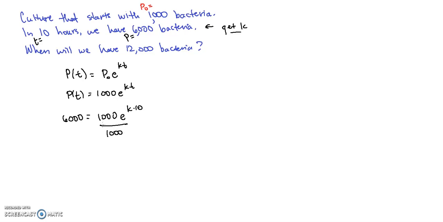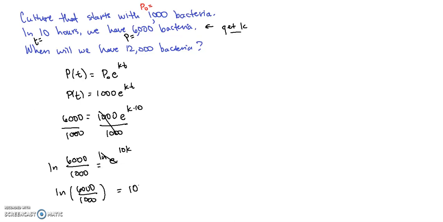Get e by itself. And then you want to do the opposite. The opposite is take a natural log. So we've got ln of 6,000 over 1,000 equals 10k, and we want to get k by itself, so we're going to divide by 10 on both sides. You're going to carefully put this in your calculator, and we're going to get k is 0.18.